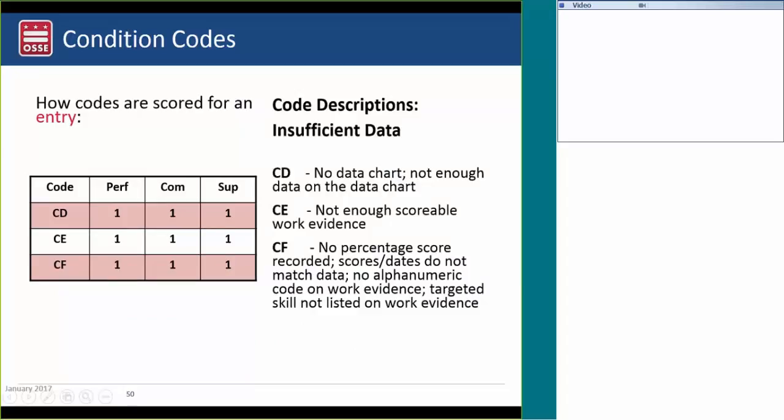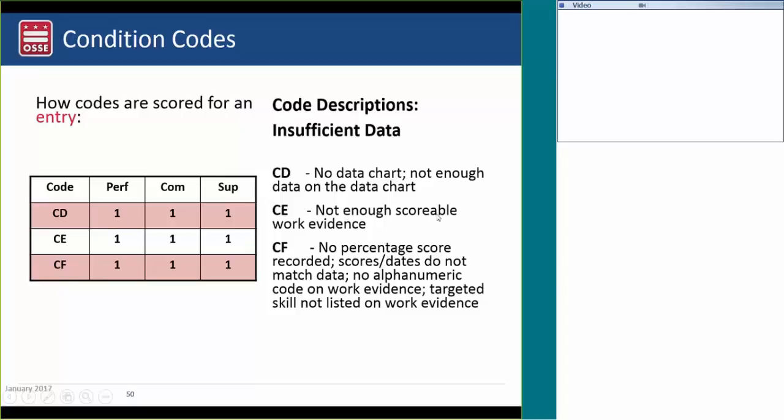These are the other two that are more common than most. CD, the data chart, and it's mostly about not enough data on the data chart. If you have one of those older data collection forms that only have room for a limited number of data collection points, less than baseline plus 6, and you only fill out what's available, that's where people wind up with a condition code of CD. You have to get on the data chart baseline plus 6. So everything scores a 1 again.